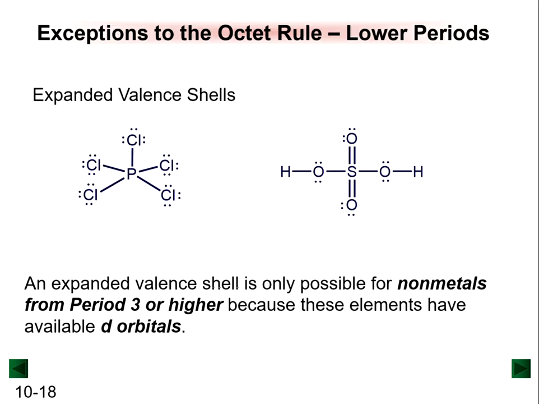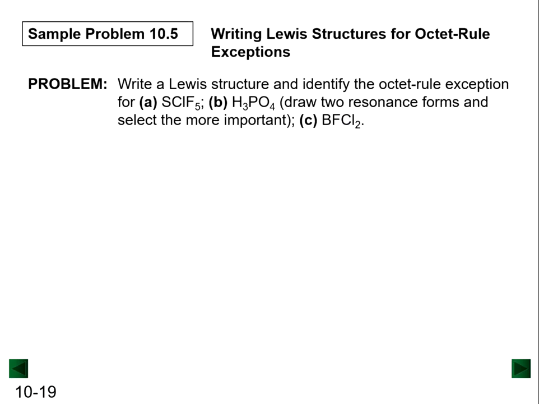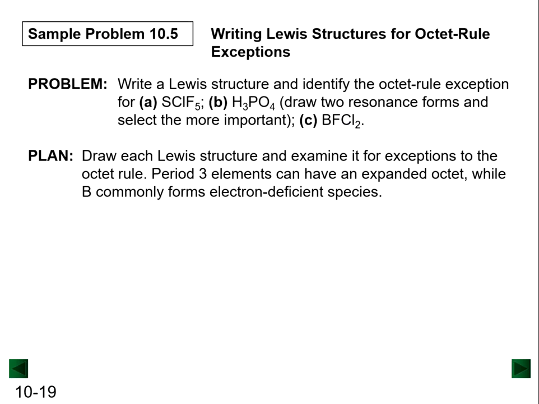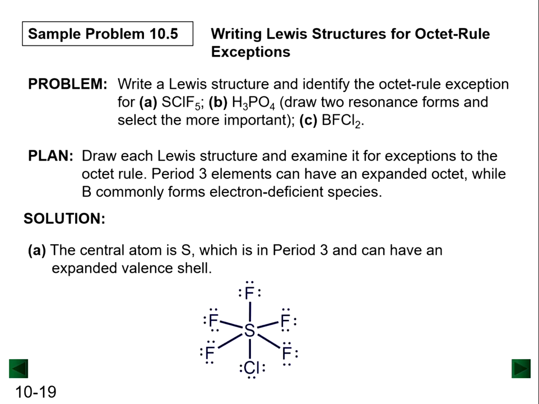An expanded valence shell is only possible for the nonmetals from period 3 or higher because these elements have available d orbitals. This is the rationalization that we use to explain this sort of behavior. And we'll see even higher numbers for some of the group 17 species. So we have examples here. This is taken out of your text, and your text shows you how to solve these. We'll go through problem solving for Lewis dot structures in one of our Chapter 10 mechanics videos.